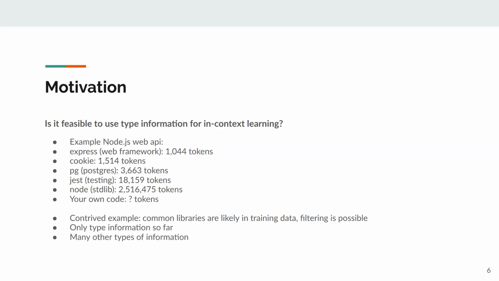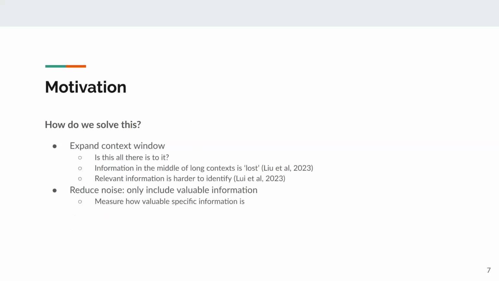So this is generally the motivation. We simply cannot feed enough information to these language models yet to make them fully context aware. What we can do is train them again, but that's expensive. So what can we do to fix this?